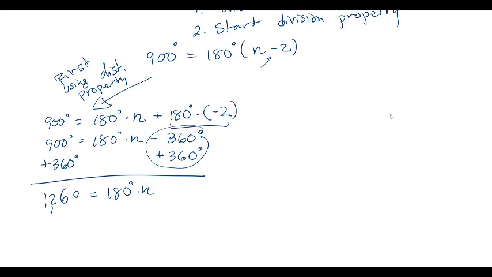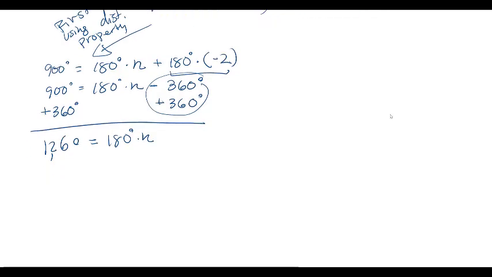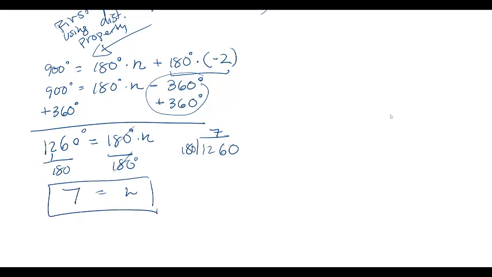Next, we can use the division property by dividing both sides by 180, and on the right-hand side, we're left with just n, because 180 divided by 180 cancels. Then we have to divide 1260 by 180, and that just equals 7. You can go through the division yourself. And so we get n equals 7. So that's one way of doing it.